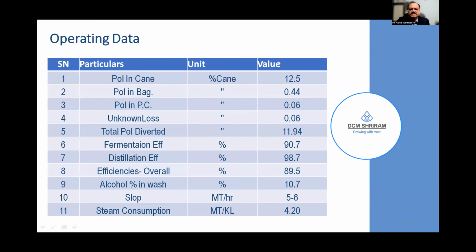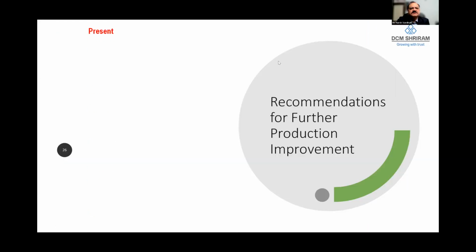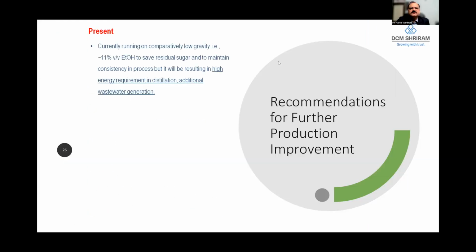Alcohol percent in the wash for the whole period, including before and after optimization, was 10.7%. The slop we produced was approximately 5 to 6 tons per hour, and steam consumption was in the range of 4.2 kg per kg, or MT per KL. We are currently operating with approximately 11 to 12% alcohol in the wash. So that requires high energy and higher water generation, lesser fresh water requirement.